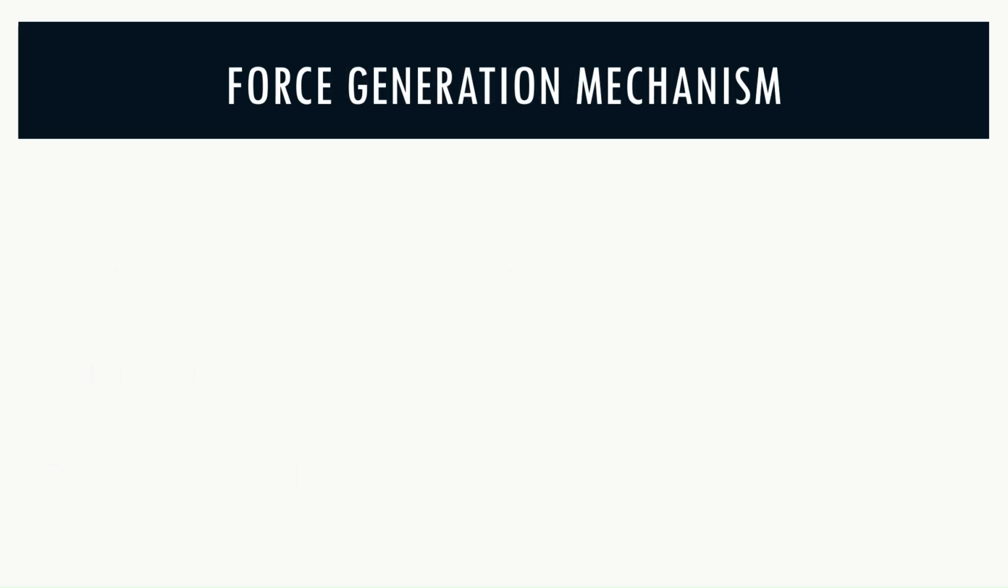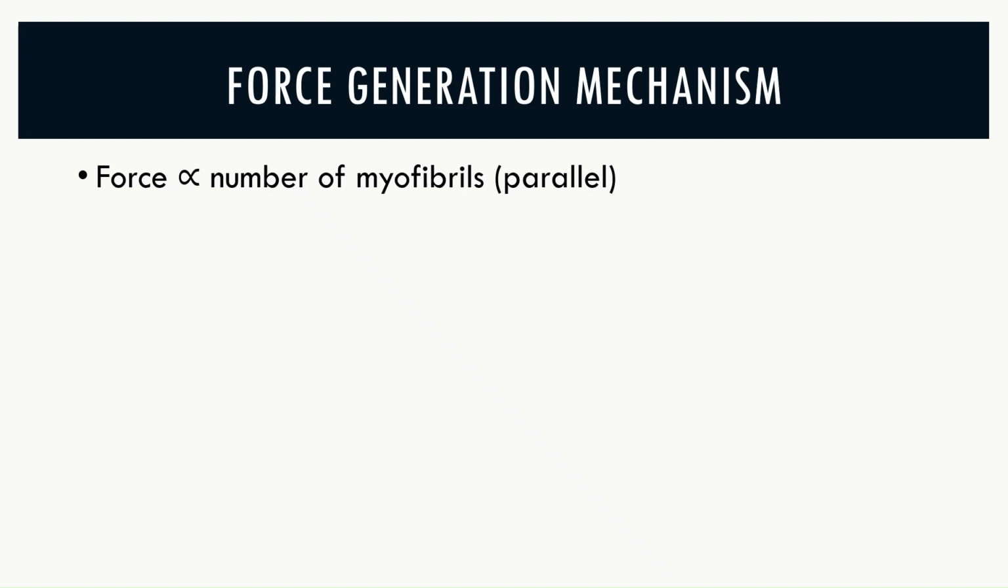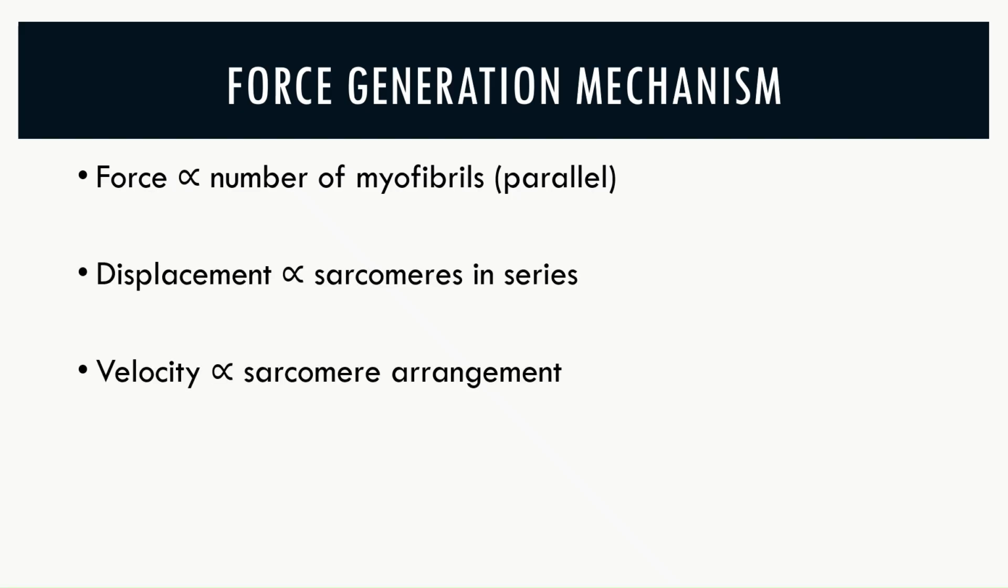Force generation mechanism. The force generated by a muscle depends on the number of myofibrils arranged in parallel. In contrast, displacement and shortening velocity depend on the number of sarcomeres arranged in series.